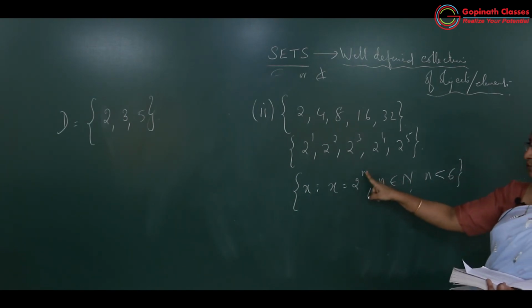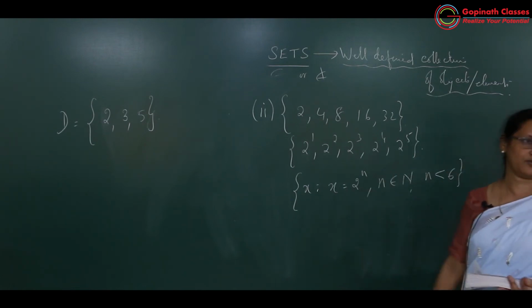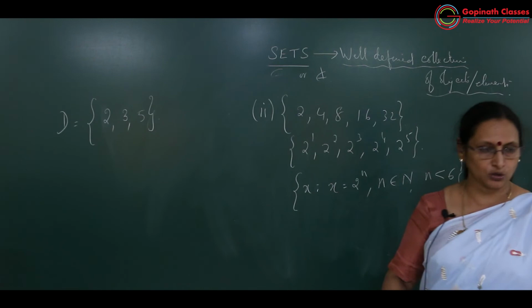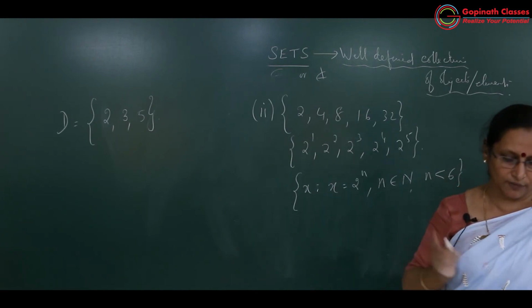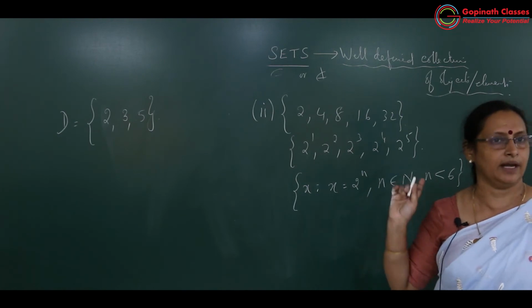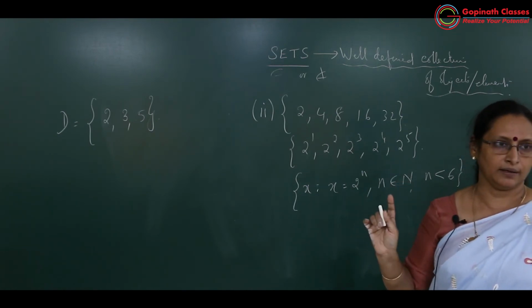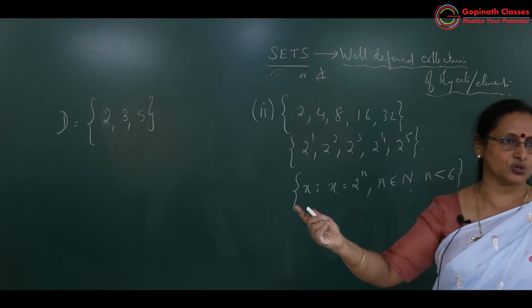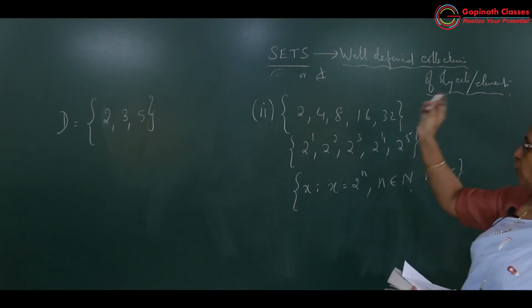So it will come 2 raised to 1, 2 raised to 2, 2 raised to 3, 2 raised to 4, 2 raised to 5. So this can be written like that. Third you can try. Fourth, 2, 4, 6, dot, dot, dot. Even numbers, but x such that x is an even number. It's not ending. So nothing less than, nothing more than. So dot, dot, dot shows that 2, 4, 6.